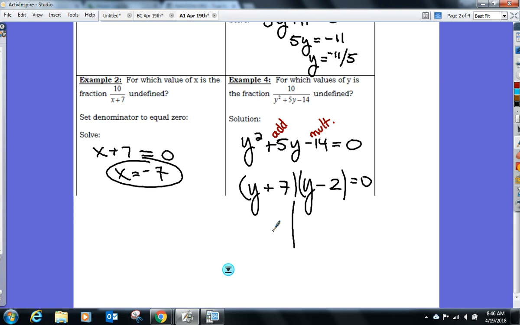All right, two answers now. Y equals... if y was equal to negative 7, that would be undefined. It would be 0 in the denominator. Or you could also have y equal to 2. So either choice, if I plugged into the denominator, would give me an undefined fraction. Denominator equal to 0.